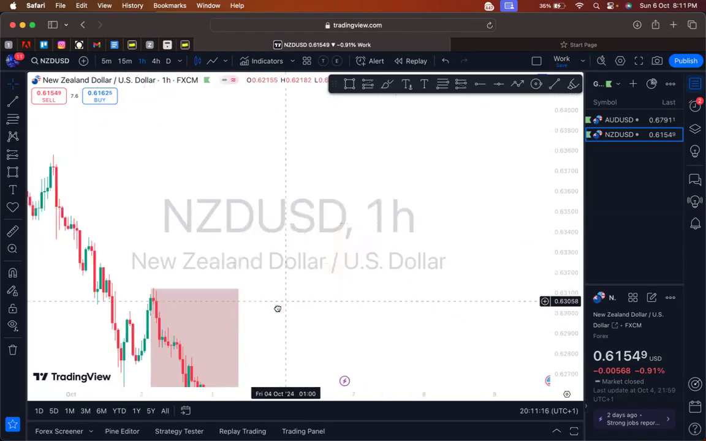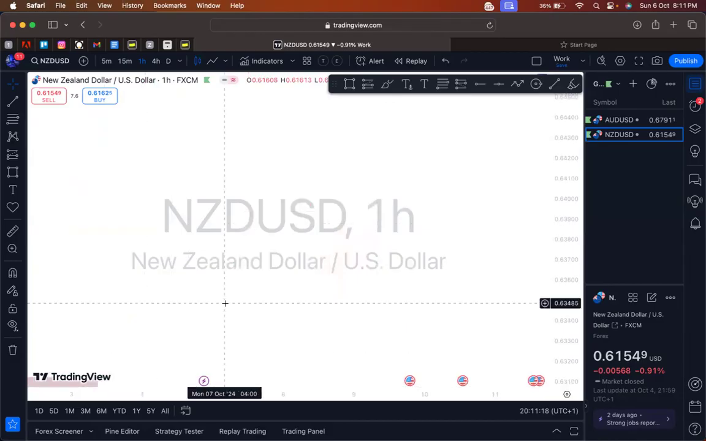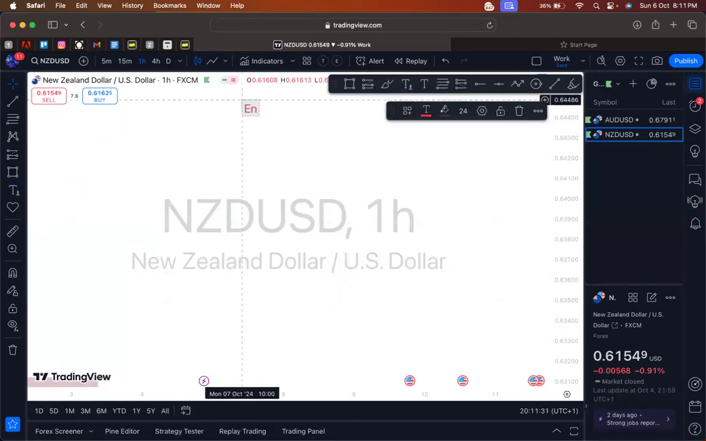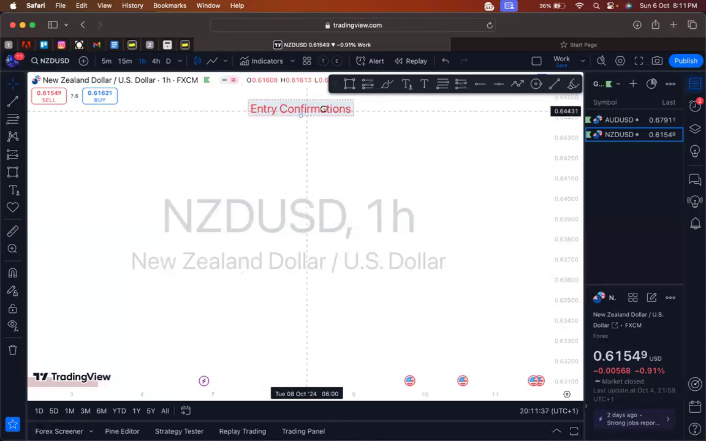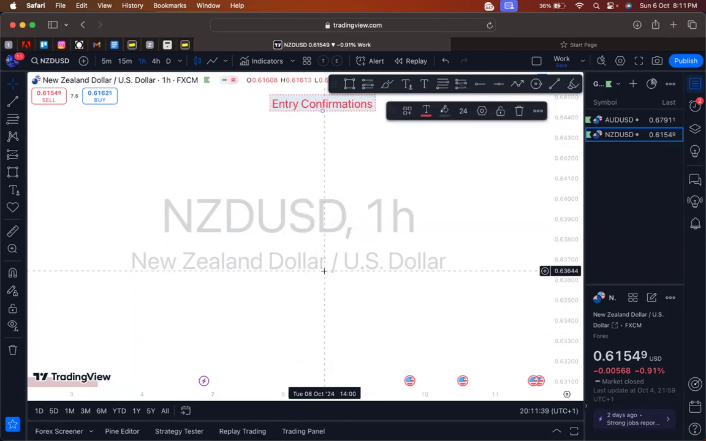So what we're going to be doing today, while the topic we're doing is more or less other entries and entry confirmations, we're going to focus more or less on entry confirmations. Do you understand? Those things, let me put it here: entry confirmations. So we're going to focus more on entry confirmation. We're going to be looking at those things that we have to pay attention to when price taps our zone, before we jump on any trade.